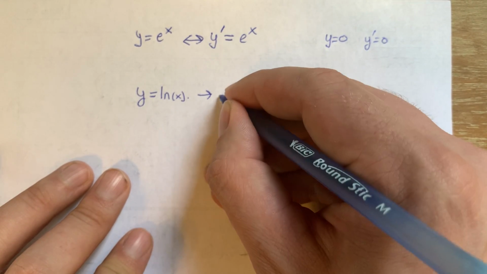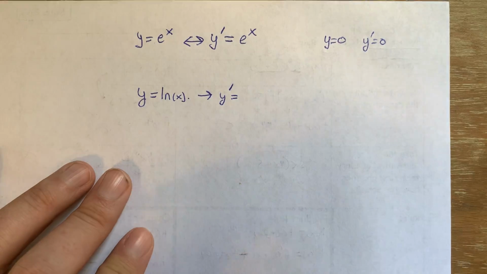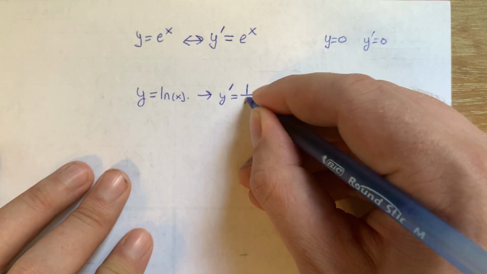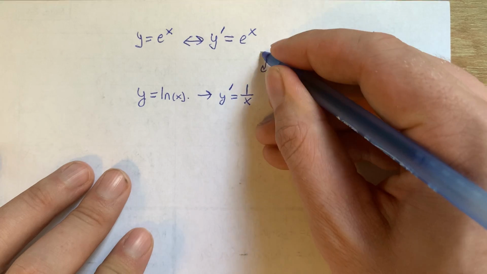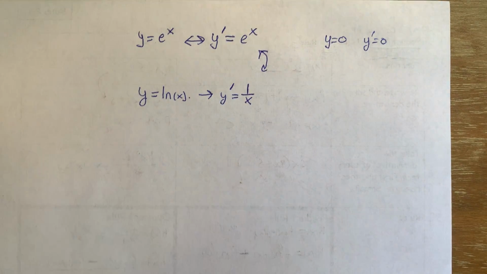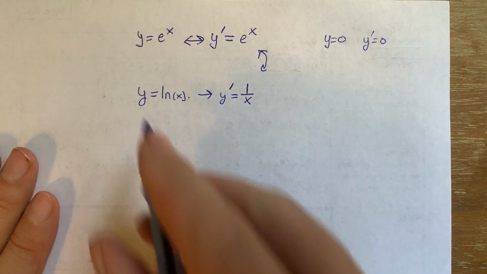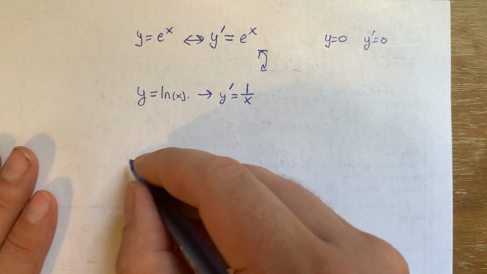And that derivative, the derivative of the natural log of x, is 1 over x. So these are two new rules to be memorized. They'll come up over the course of the class. And we can apply them with things like the constant multiplier rule.